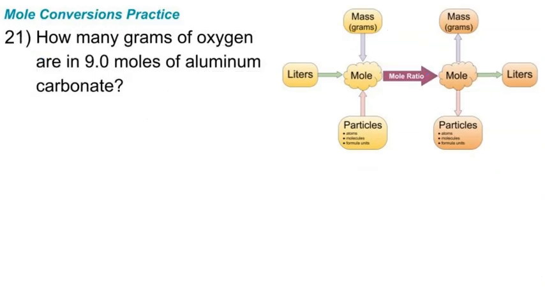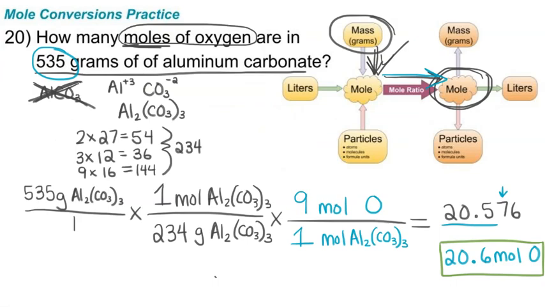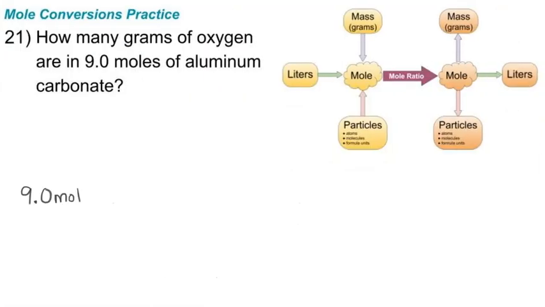This next problem asks us to find how many grams of oxygen are in 9 moles of aluminum carbonate. So the first thing that we need to do is figure out the formula for aluminum carbonate. That way we can write our given value, unit, and substance. So 9.0 moles, and aluminum carbonate's formula might actually be the same one that we used in the previous problem. So we can look back at our previous problem. Aluminum carbonate is Al2(CO3)3. We've already crisscrossed it once. It is important that you have the correct substance written down though, so double check those things.